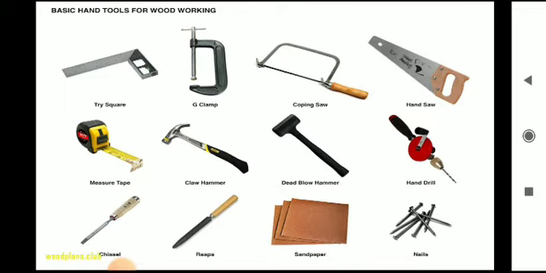So in this picture, you can see there are some tools. These tools are used by the carpenter, like measuring tape, tri-square, G-clamp, hand saw, hand drill, nails. So a carpenter is a professional, and when he has to make furniture or anything else, he will use these tools.